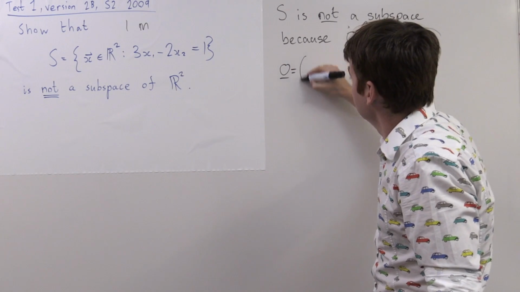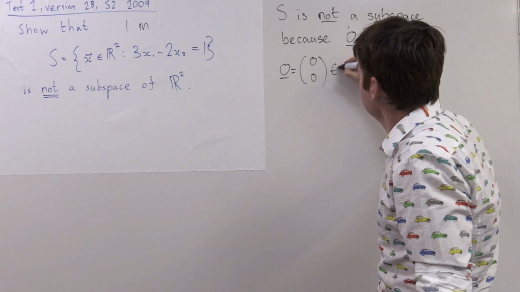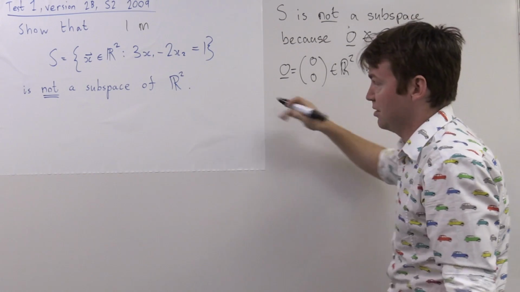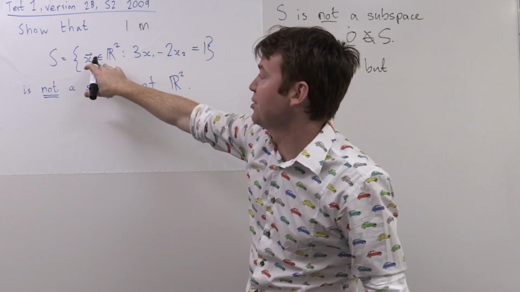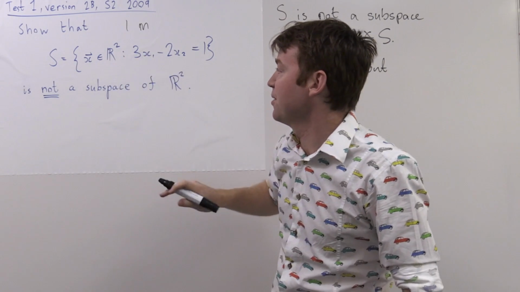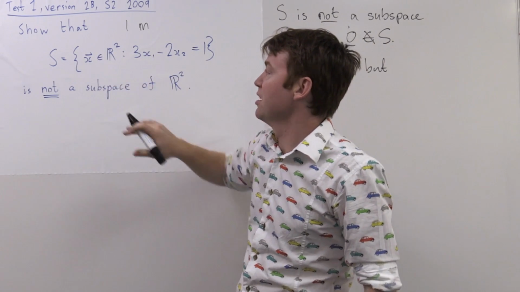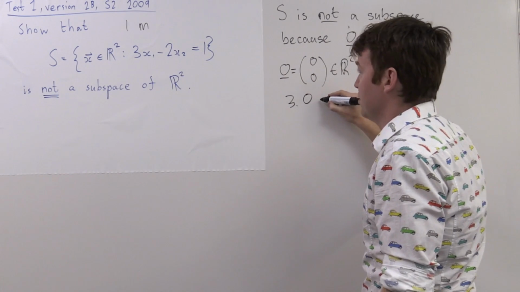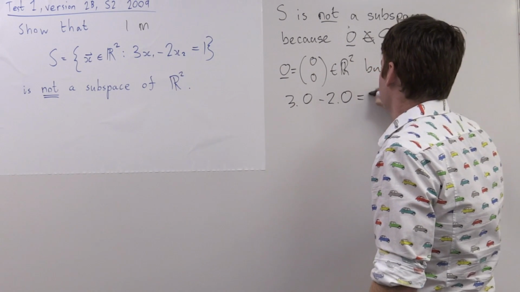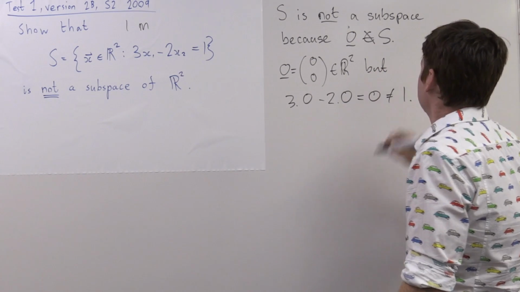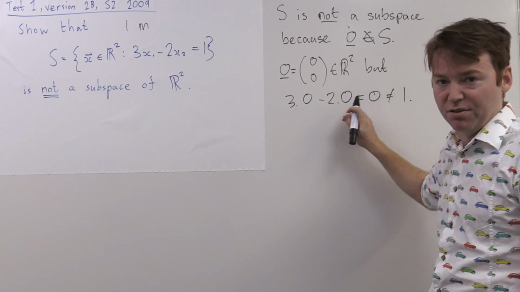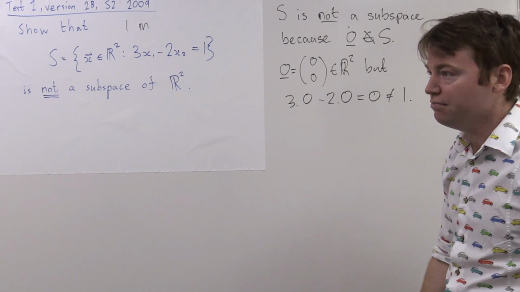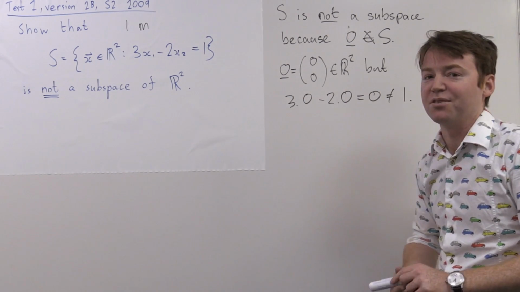0 is, in this case, (0, 0), which is an element of R2, but, so that's kind of halfway to being in S. S is a set of all things that are in R2 and satisfy the condition. (0, 0) is in R2, but alas, 3 times the first component minus 2 times the second component is equal to 0, which is not equal to 1. That's why 0 is not in S. It doesn't satisfy the second condition. Good, nice easy question to get us warmed up with.